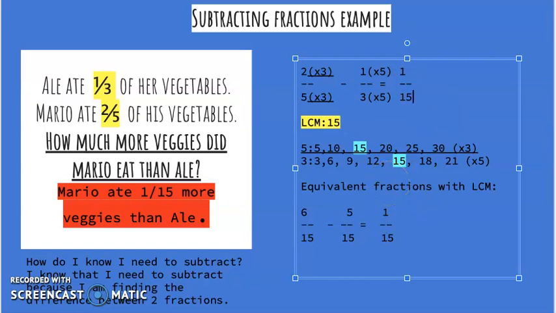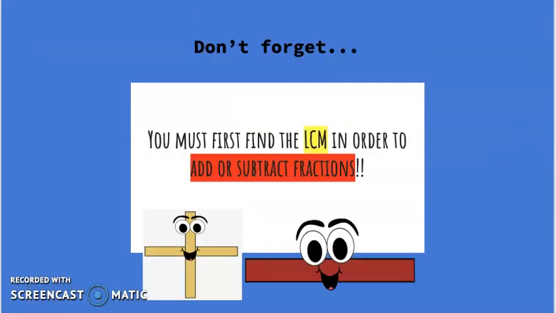All right, guys. So we repeated the same process as when we were adding and when we were subtracting. You cannot forget that you must find the LCM, the least common multiple, in order to add or subtract fractions. If your fractions have the same denominator, then you're good to go. But if your fractions do not have the same denominator, you must find the LCM. And how do you do that? By doing your t-charts.